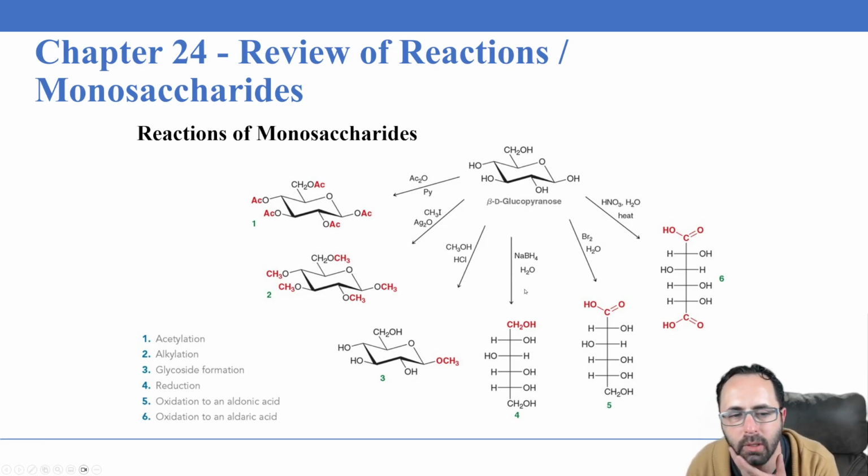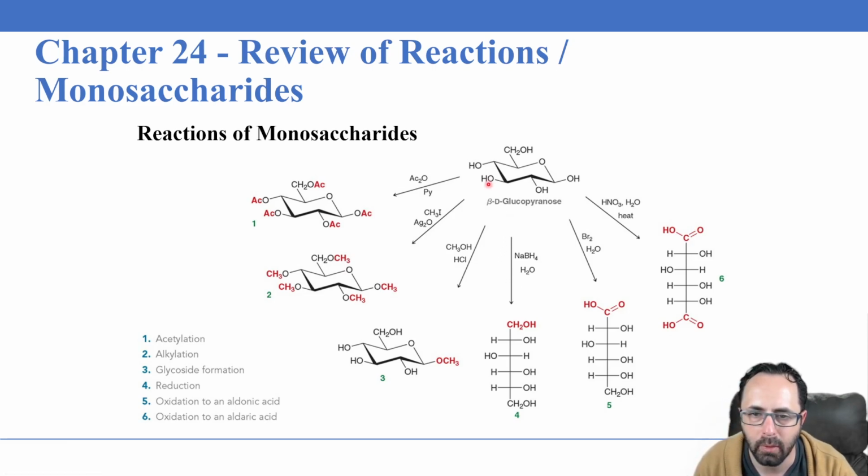Monosaccharides can also undergo a number of other reactions. They can be acetylated by the acetoxide and pyridine solvent. You can do an ether formation by the use of Ag2O as a base to deprotonate the hydroxyl groups, and then follow that up with an alkyl halide to alkylate that. We can also do an ether synthesis here in the presence of HCl to produce an ether.